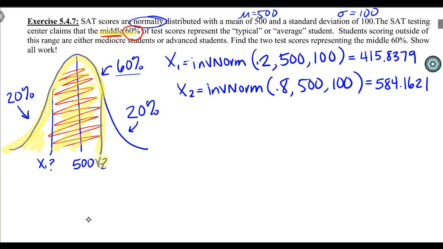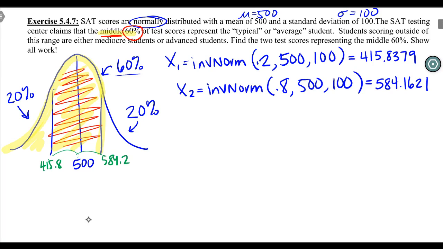The nice thing about these two values, if you want to check your work, we can actually erase these two unknown values here and put these into our curve. 415.8 and 584.2 are equally far away from 500, which is a good check that we've not done anything wrong. So we have that check that made sense.